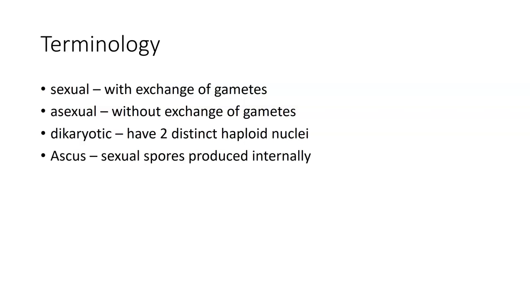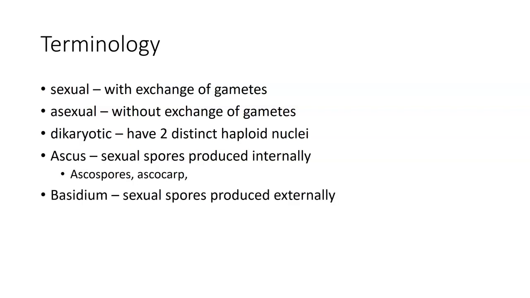We're going to talk about an ascus. An ascus is a cell that will produce sexual spores internally. When we look at the production of sexual spores internally like that, we use terms like ascospores and ascocarp. Spores being the type of spores, carp being the type of body.